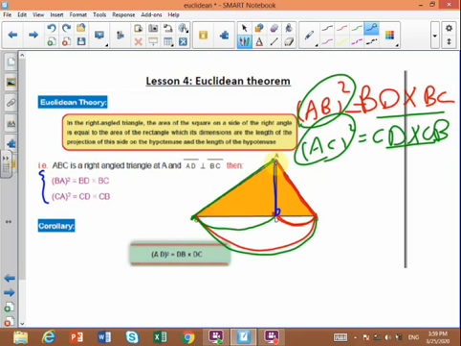You want this length, the length of this perpendicular. If you have AB and BD, you can get it by Pythagoras.